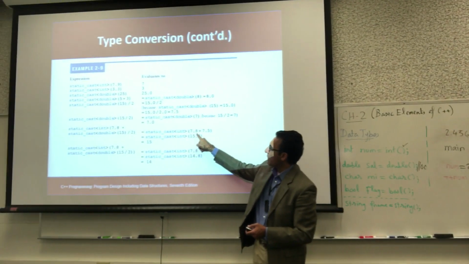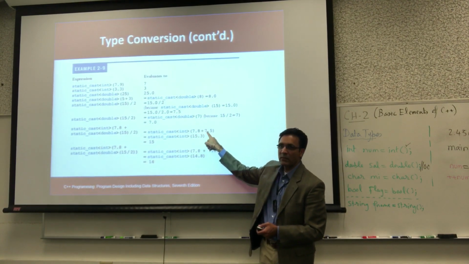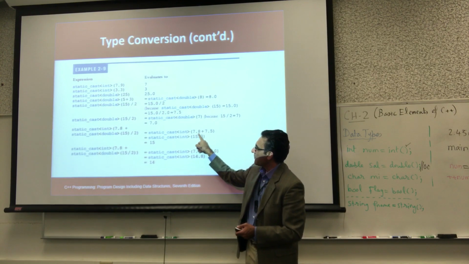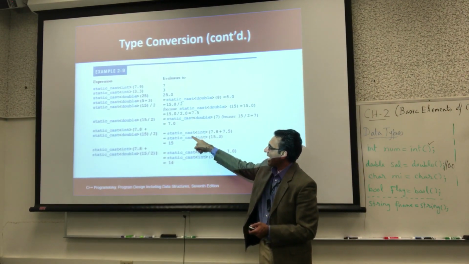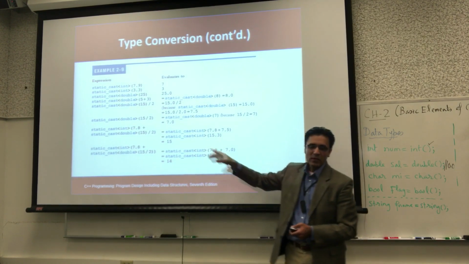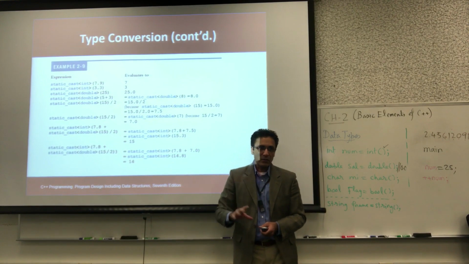If you have values like this, 7.8 plus 7.5, looks like these are double values or floating values, then these can be converted into integers by casting it. So we are trying to avoid that initially. Initially, we will try to keep it simple.